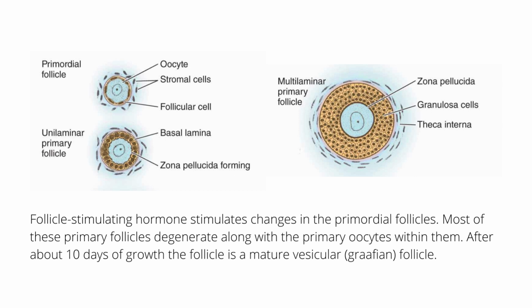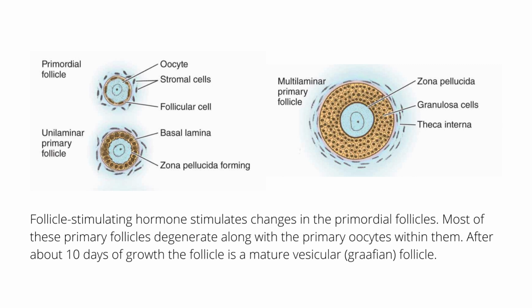Beginning at puberty, follicle stimulating hormone, or FSH, stimulates changes in the primordial follicles. The follicular cells become cuboidal. The primary oocyte enlarges and it is now a primary follicle. The follicles continue to grow under the influence of follicle stimulating hormone, and the follicular cells proliferate to form several layers of granulosa cells around the primary oocyte.